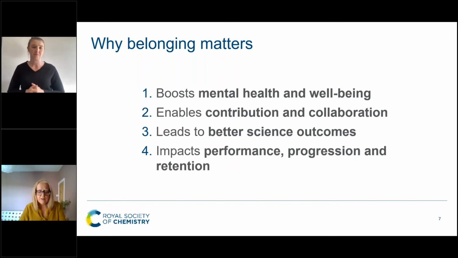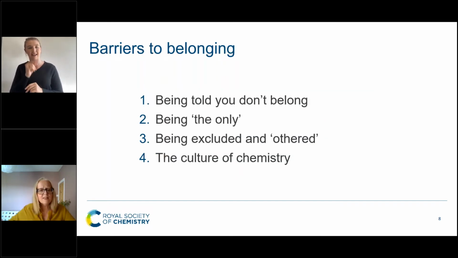Okay, so let's have a look at the next slide. What gets in the way of belonging? Well, again, four key messages emerged from the study from those chemists who said they sometimes felt like they didn't belong. One of those was being told they didn't belong, and that was really sad to hear.